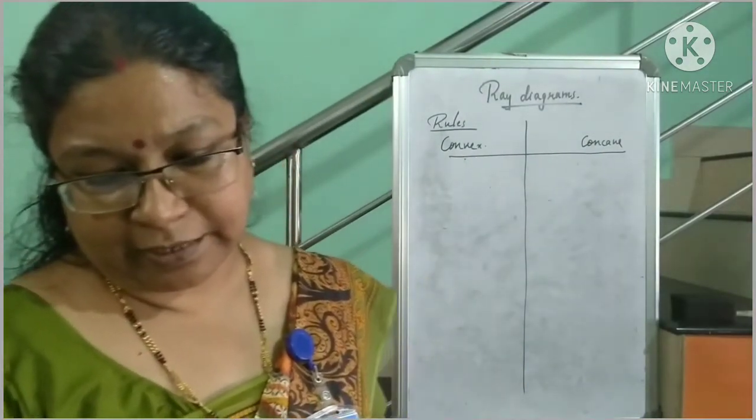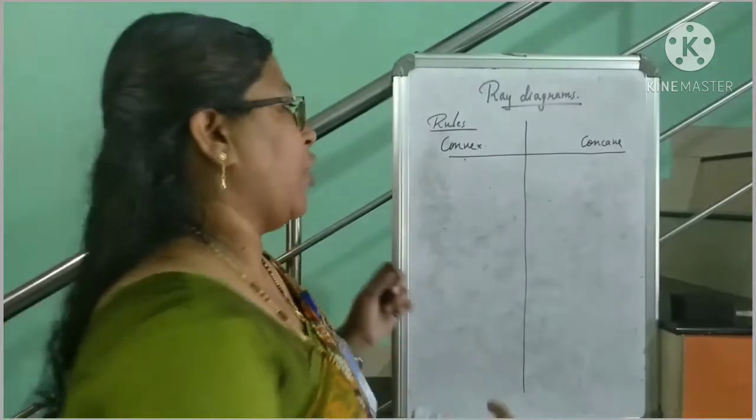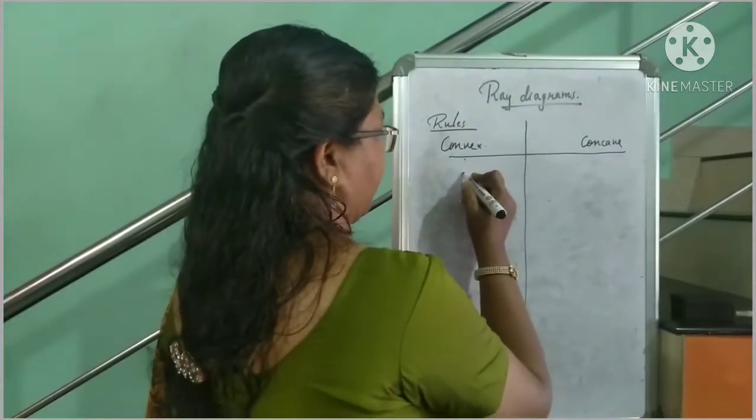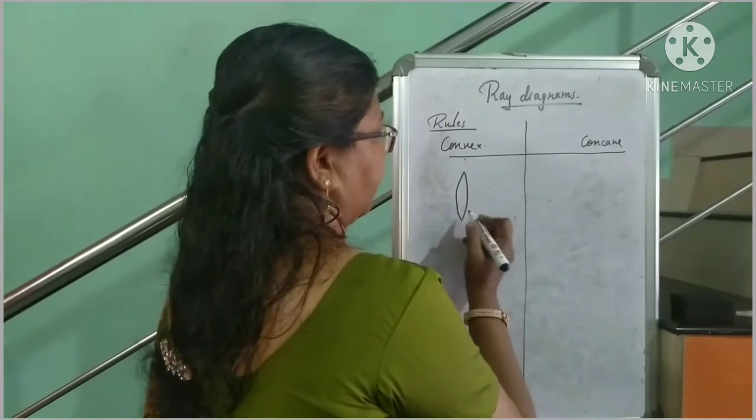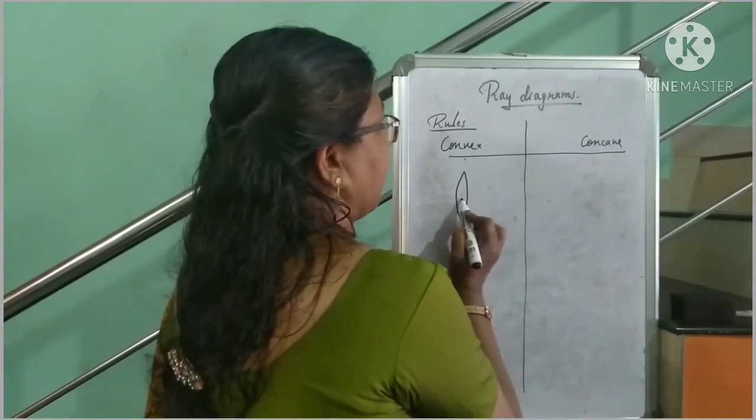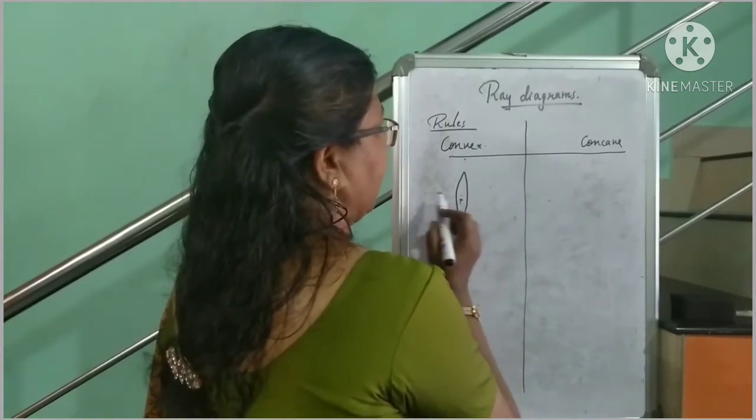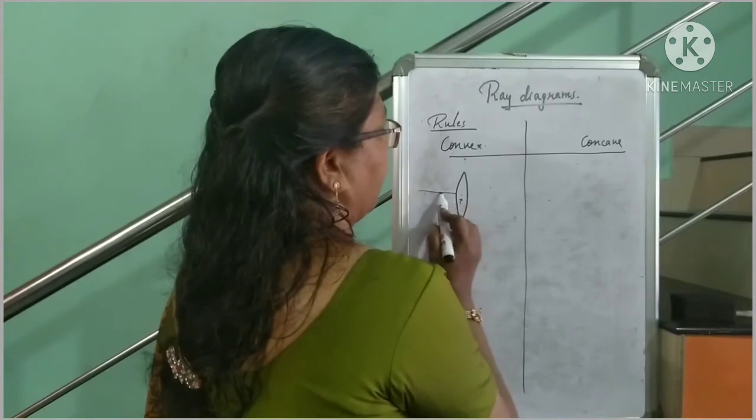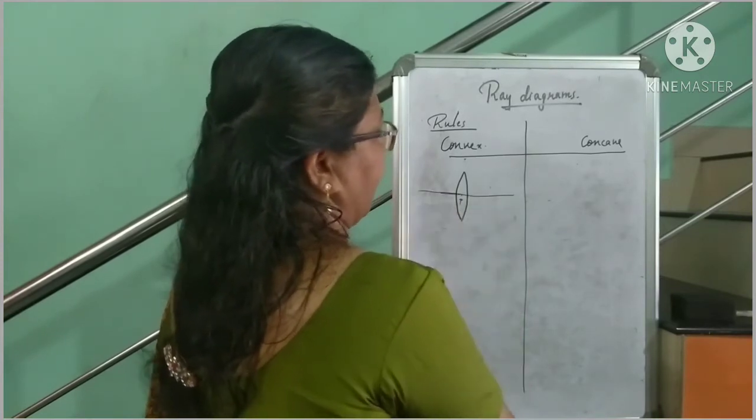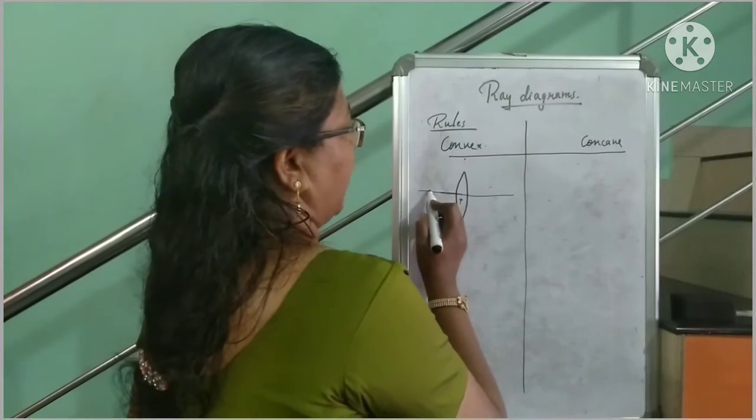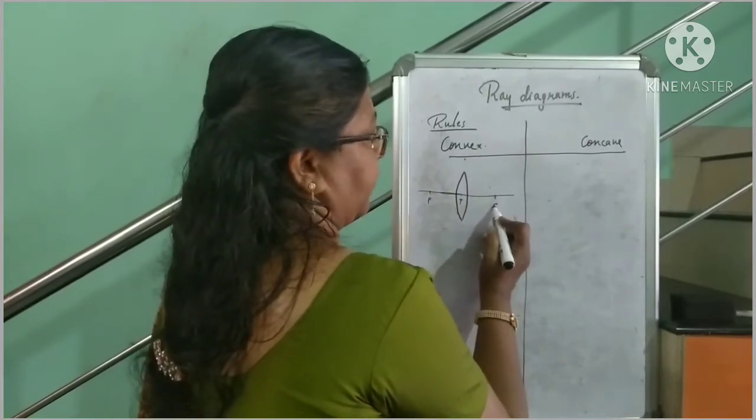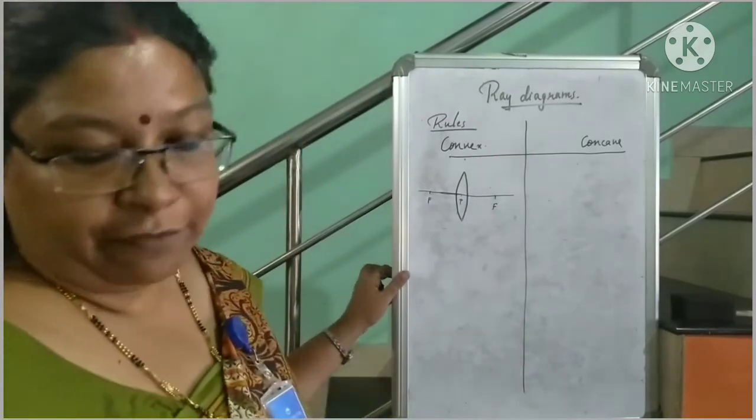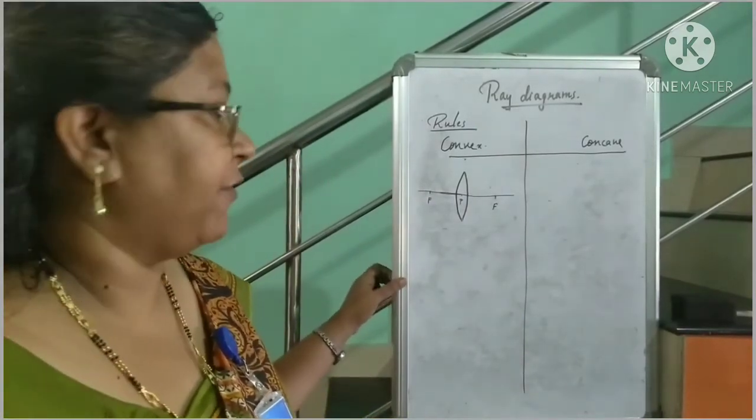So, the first one is, we will draw a convex lens. A convex lens. Optic center is marked here. Optic center is P. And we will draw the principal axis. So, as we have studied earlier, there are two focus for a lens. So, F1 and F2, or either you can write it as F.